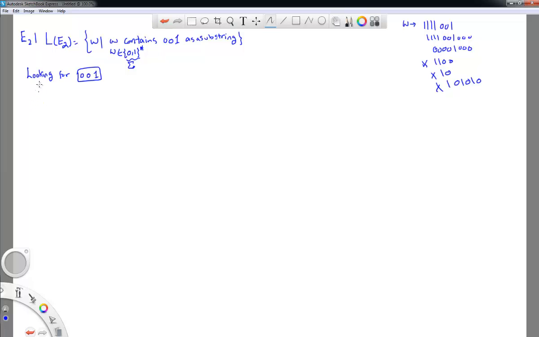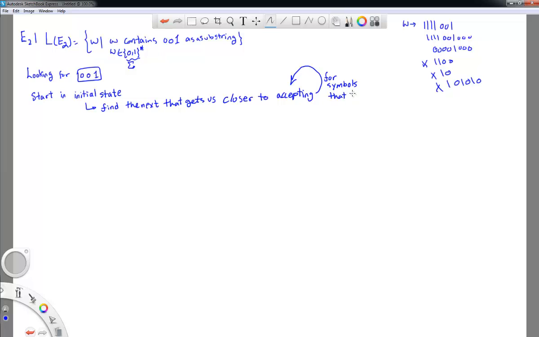So the way that we design these languages is basically we start in the initial state, and then from there find the next state that gets us closer to accepting. And we keep this process over and over for the symbols that get us there. And then when we find the final state, we go through and repopulate the automaton with other symbols. So this is one way that I'll design the machine.